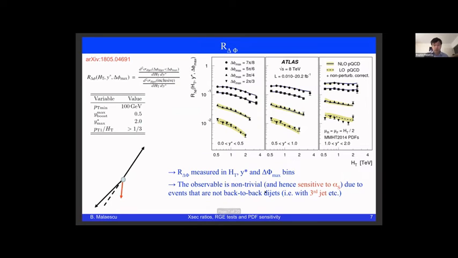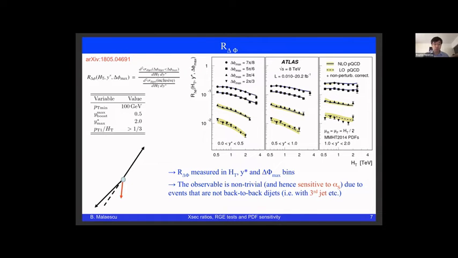Switching now to a different observable, the R delta phi that Markus has just presented before. Just a brief reminder, in this observable one has a ratio: in the denominator, an inclusive cross-section, and in the numerator, a delta phi cut for the dijet system, requiring the jets not to be back-to-back. This is measured as a function of three quantities, namely HT, Y star, and delta phi max. And the scale that was used here is HT over 2.